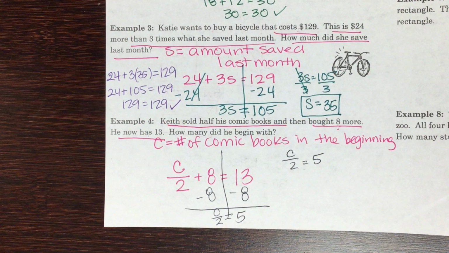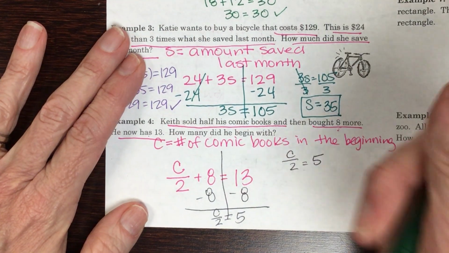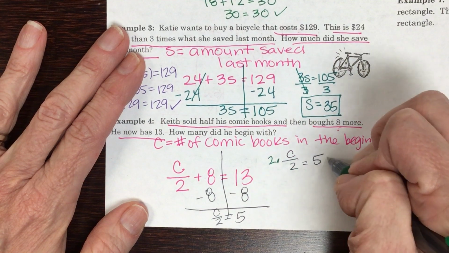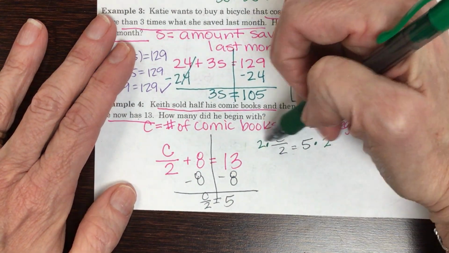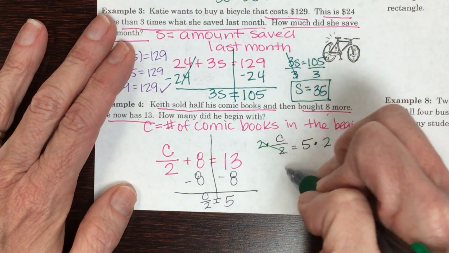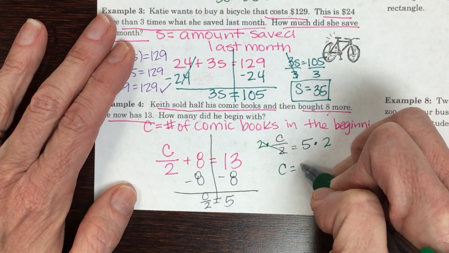Alright, so remember when we talked about C over 2 is division, right? So we're going to do its inverse operation, which would be, so what are we going to do to both sides? Multiply by 2. Good job. Okay, so now we have 2 divided by 2. We're left with C. And 5 times 2 is 10.